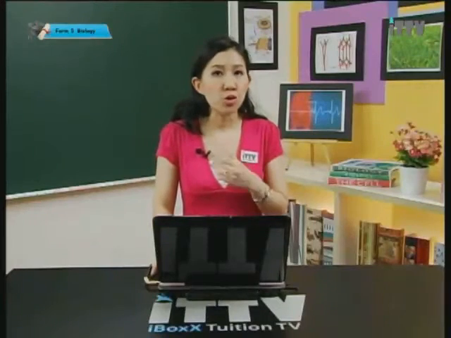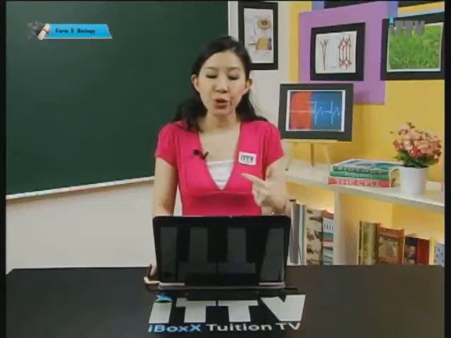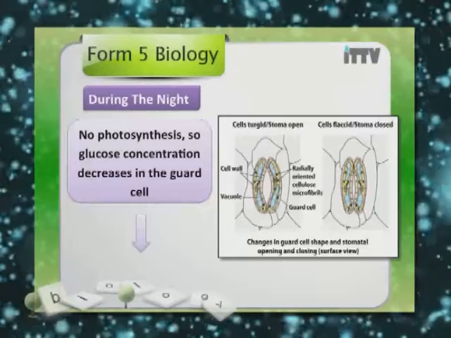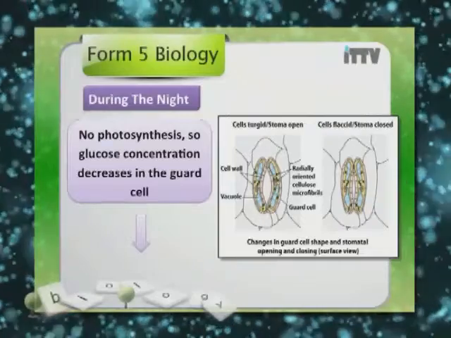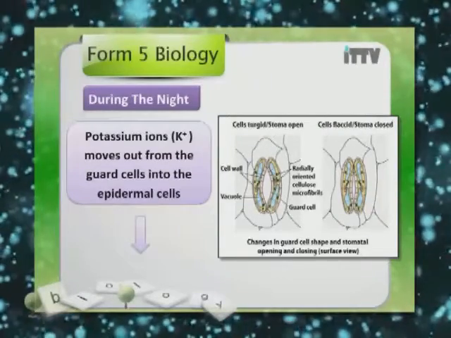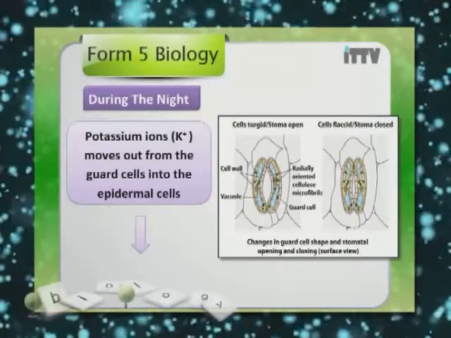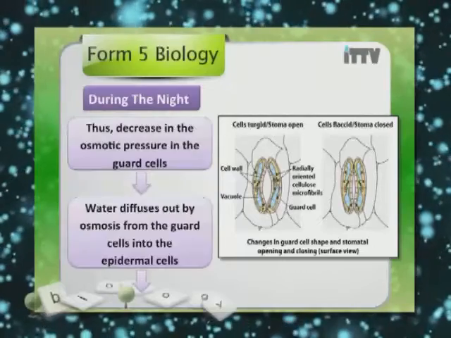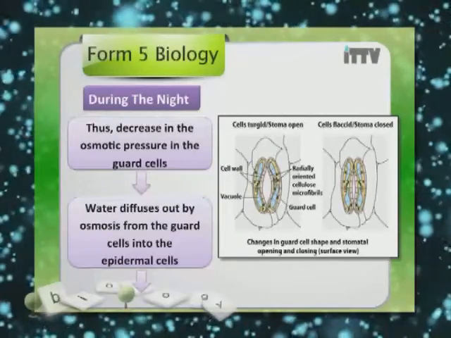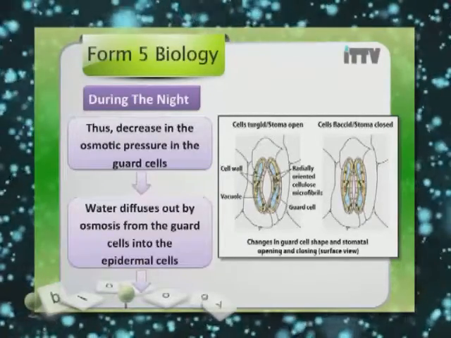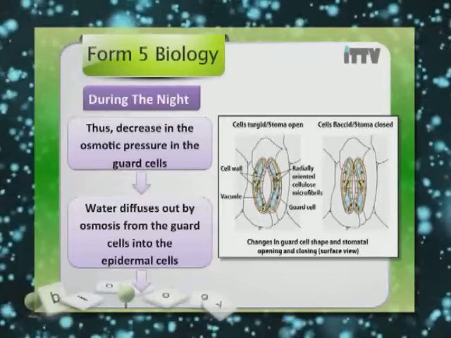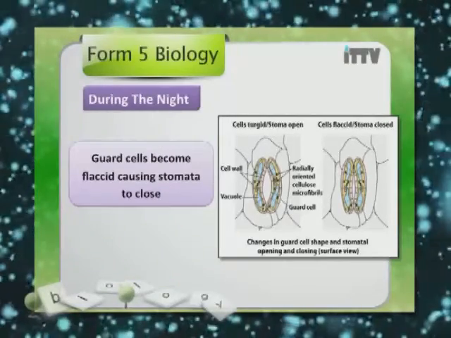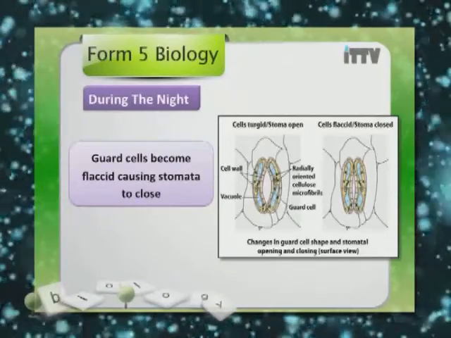Whereas during the night, there's no sunlight, so no photosynthesis. So glucose concentration decreases in the guard cell. Furthermore, potassium ions move out from the guard cells into epidermal cells. This decreases osmotic pressure in the guard cells. Water diffuses out from guard cells into epidermal cells. Guard cells become flaccid, causing stomata to close.